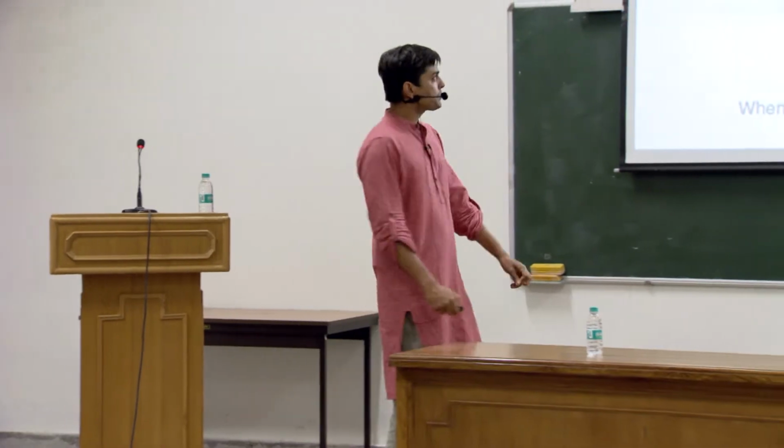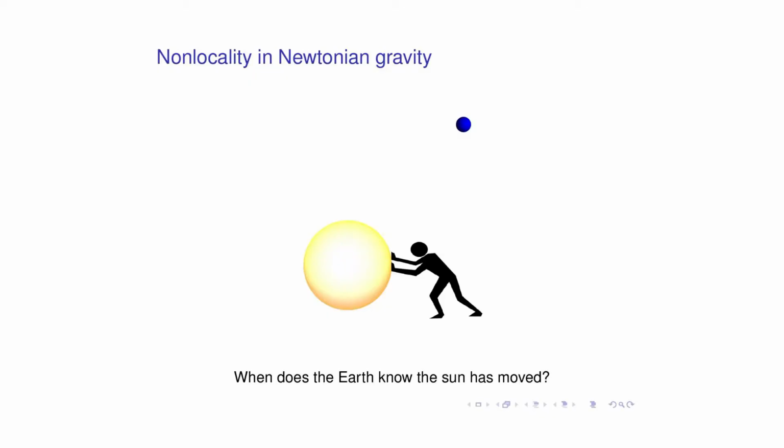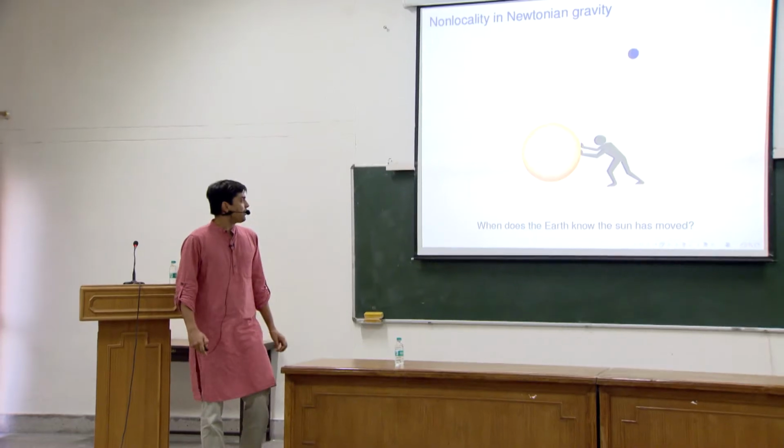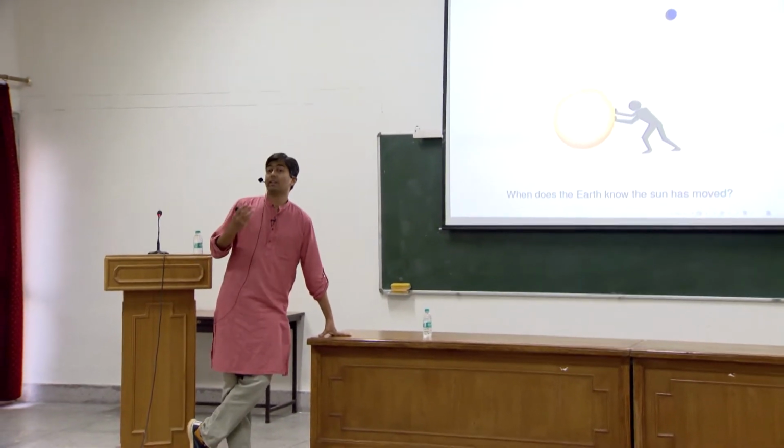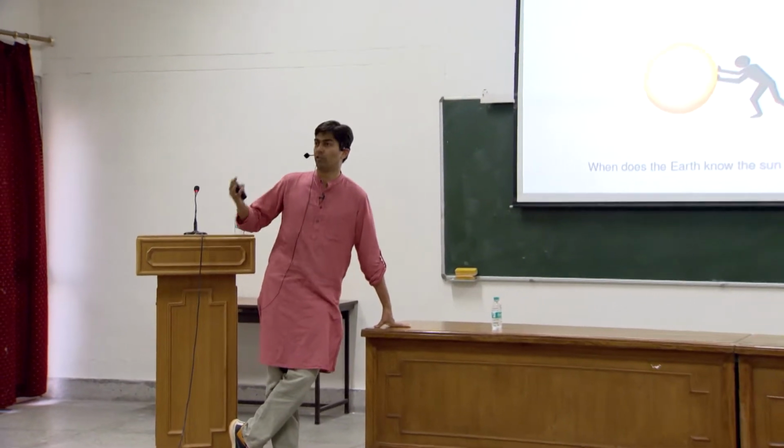Imagine that we have the sun and the earth, and then some huge giant, say an extraterrestrial giant, comes in and tries to push the sun a little bit. This is meant for comic relief, but you could imagine some natural forces or events that cause the sun to be displaced from its position. So the question is, when does the Earth know that the sun has moved from its original position?